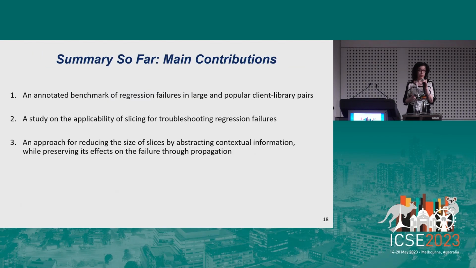So a quick summary so far. So far I told you about the main contributions of this paper. One contribution is a benchmark of real big regression failures with real client library pairs. Then our study of applicability of dual slicing for identifying regression failures, and our conclusion that slices are still very, very large and not all statements are equivalently interesting. And our approach for further reducing the size of the slices to help reduce developer effort when troubleshooting failures.